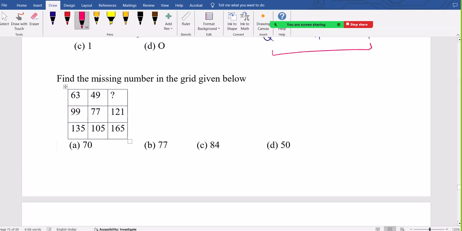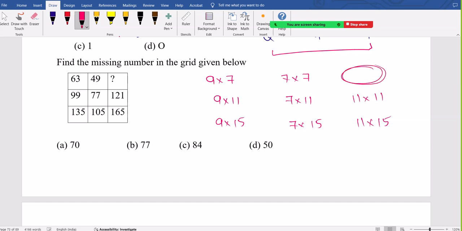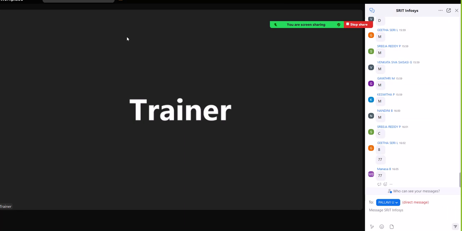Yes, what's your answer for this question? 63, 99, 135, 49, 77, 105, something unknown, 121, 165. 9 times 7, 9 times 11, 9 times 15, 7 times 7, 7 multiplied by 11, 7 multiplied by 15. 11 multiplied by 15, 11 multiplied by 11, this must be 11 multiplied by 7, which is 77. Very good, Manasa, Geeta.